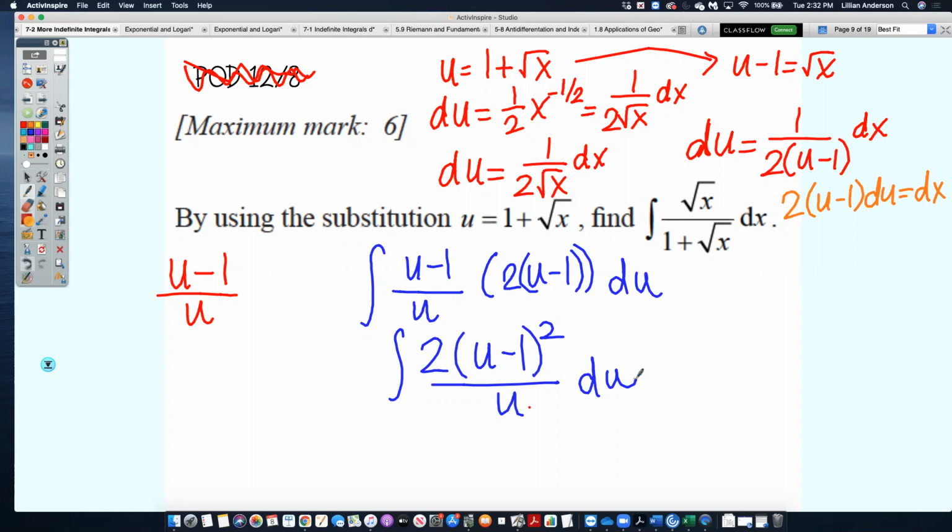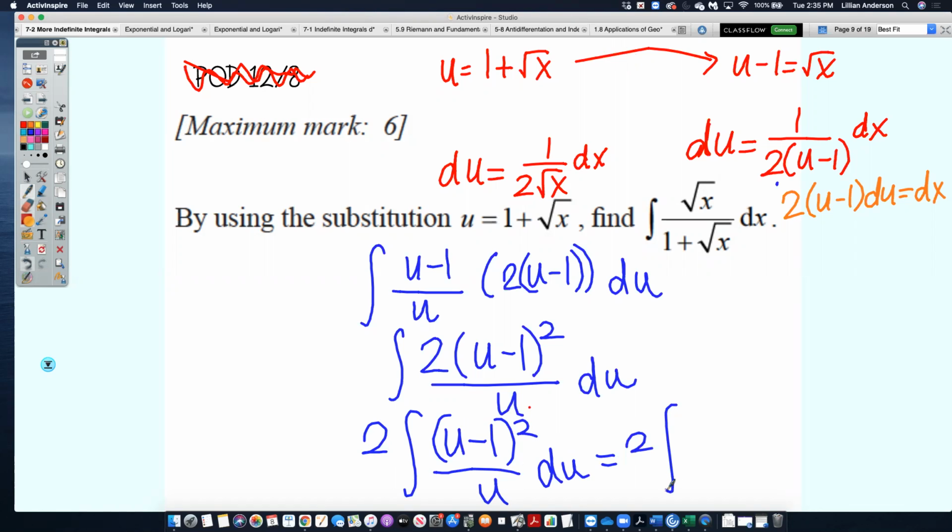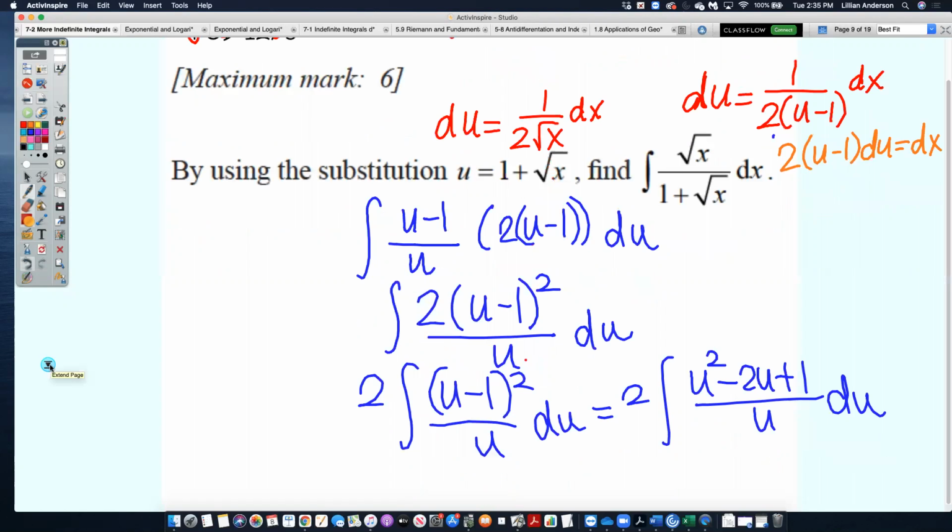Questions? We're not done with this problem. We still have to actually do the antiderivative, but that's how we got to this point. From here, I can go ahead and pull out a 2, pull out that constant. What can I do to continue to take the antiderivative of this? Because I definitely can't do it the way it is now. I can FOIL. This would be u squared minus 2u plus 1 all over u. I can divide every term by u, so that would be u minus 2 plus 1 over u.